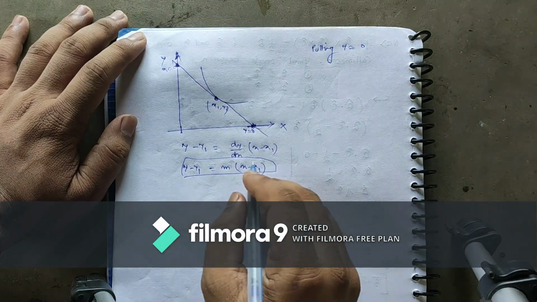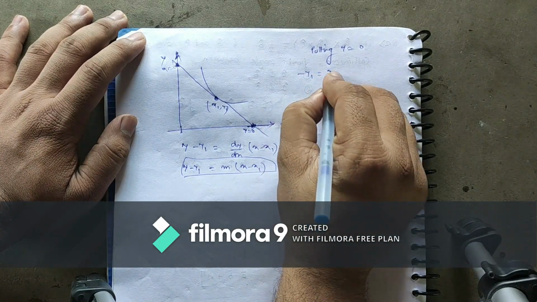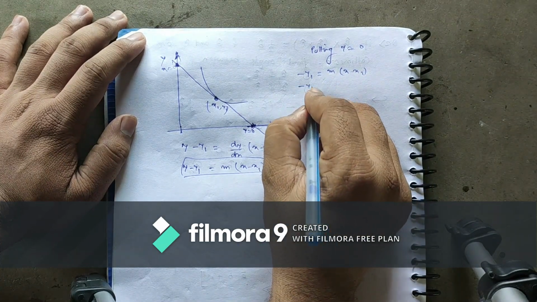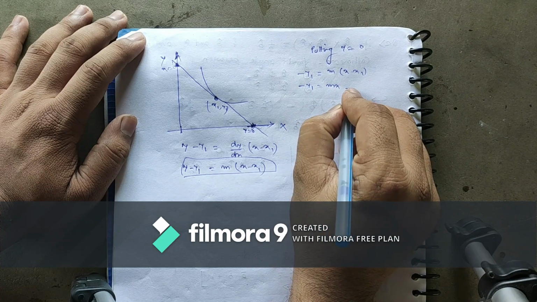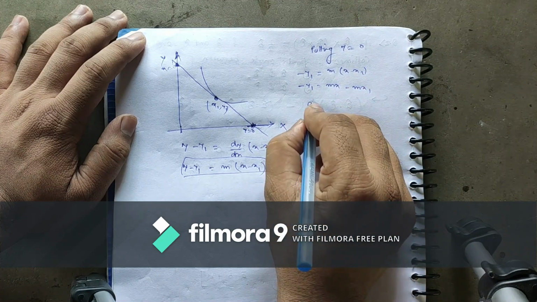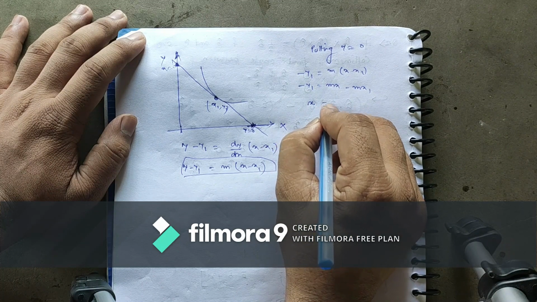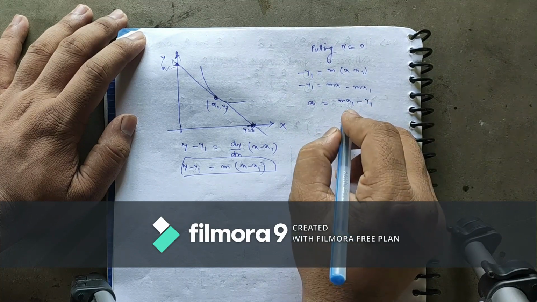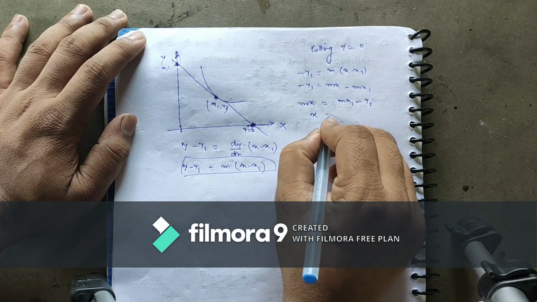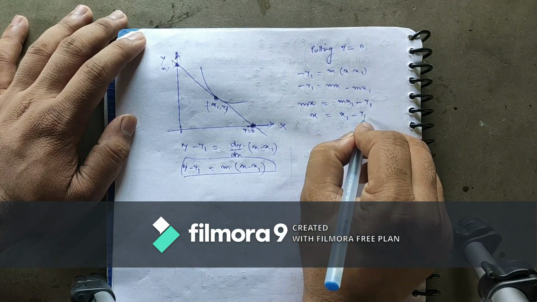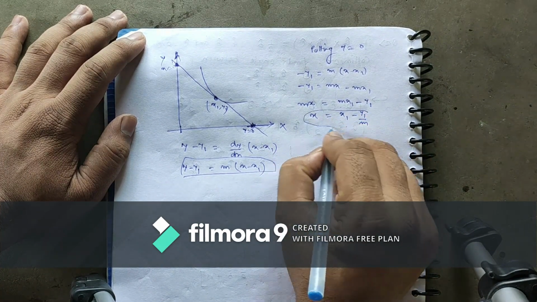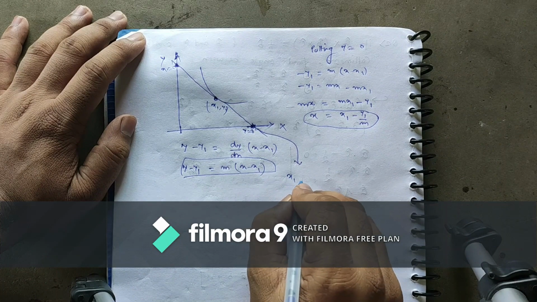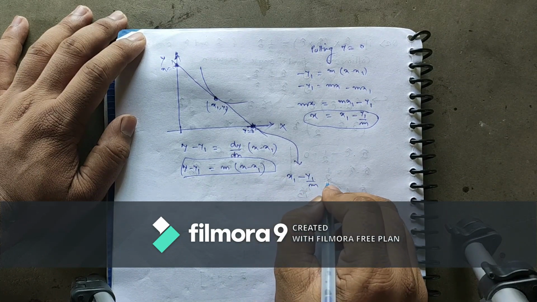When we put y equals 0, we get minus y1 equals m into x minus x1. So minus y1 equals mx minus mx1. So mx equals mx1 minus y1, so x is x1 minus y1 upon m. So that is the x coordinate. The coordinate of this point is (x1 minus y1 upon m, 0).